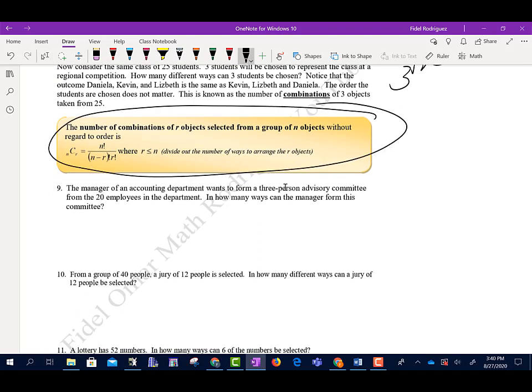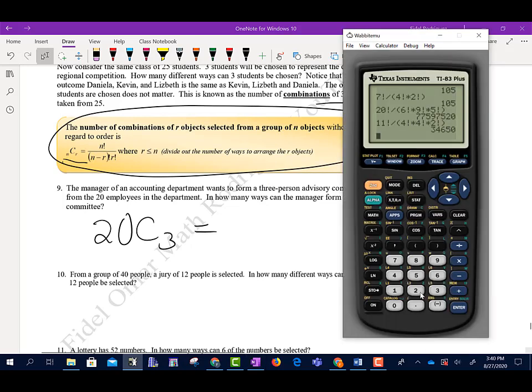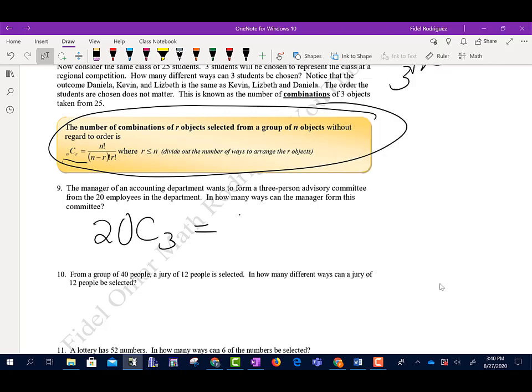The number of combinations of R objects selected from N objects without regard to order is given by nCr, okay? It says the manager of an accounting department wants to form a 3-person advisory committee from 20 employees in the department. How many ways can the manager form this committee? So we have 20. We're going to choose 3. Okay. So I'm going to grab my calculator. I'm going to go 20, math, probability. I'm going to go to my combination one right here, enter, choose 3, and we came up with 1140.